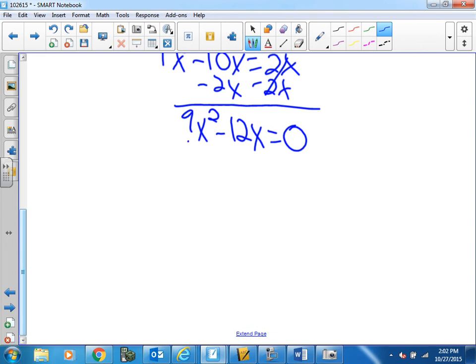Can we factor? Well, I can bring a 3 out of this 9 and this 12, so I'm going to have 3. I can also bring an x out of this x squared and this x. So it's going to be 3x. Now, what's left over? Well, 9 divided by 3 is 3, right? And I still have an x there.